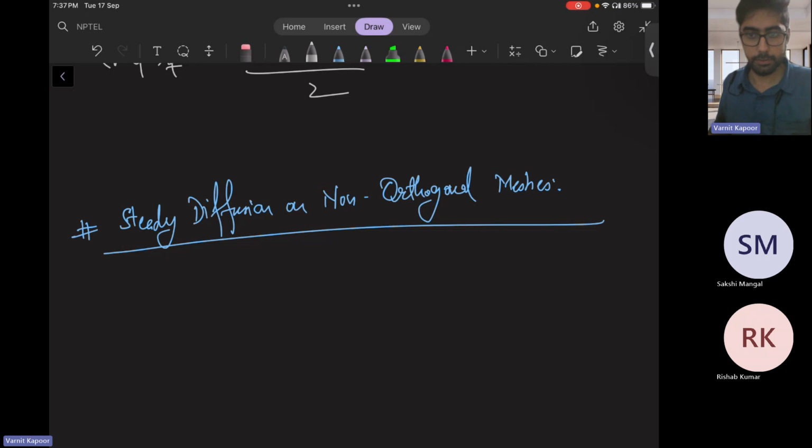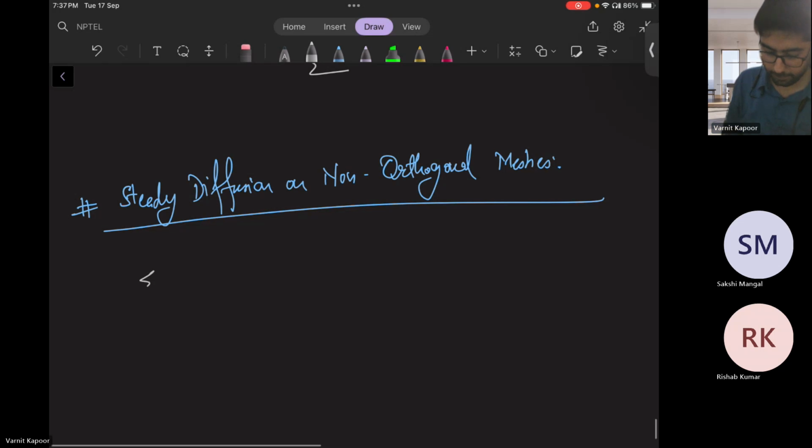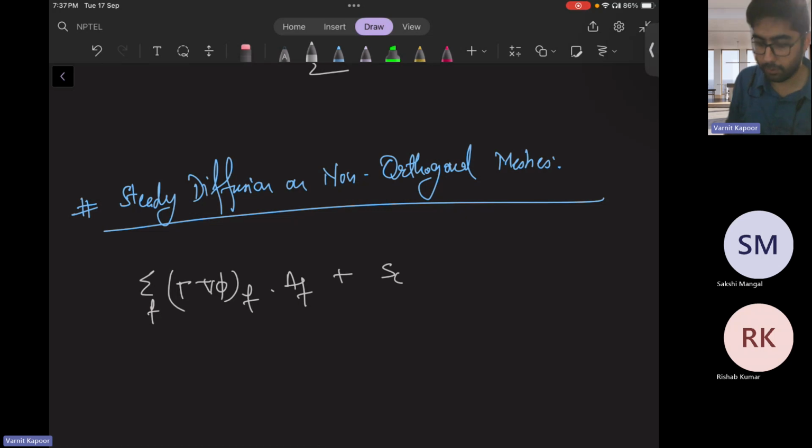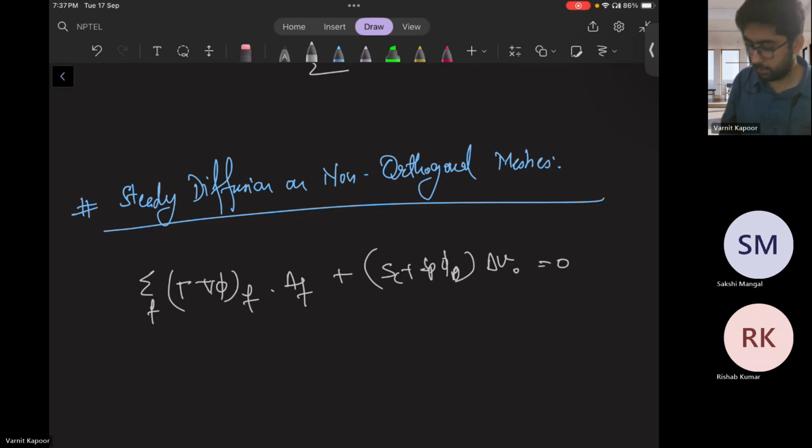There will be some source terms. So, unstructured non-orthogonal meshes. The equation we have derived is basically the summation of f gamma grad phi at the face dot af plus the source term S bar, which we used to write as S phi P, del v naught phi naught, right? Equal to 0.